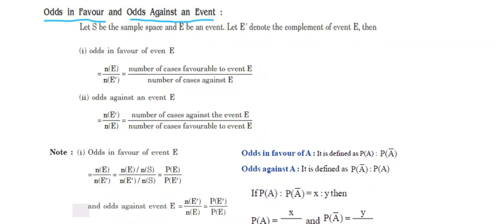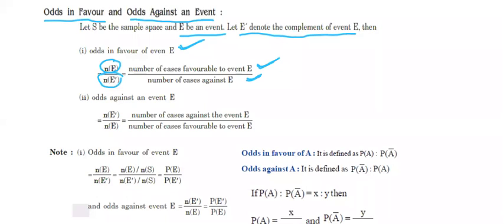Let S be the sample space and E be an event. E complement denotes the complement of E. Then odds in favor of E is equal to the number of cases favorable to event E divided by the number of cases against E. Favorable means n of E, against means the opposite, n of E complement.